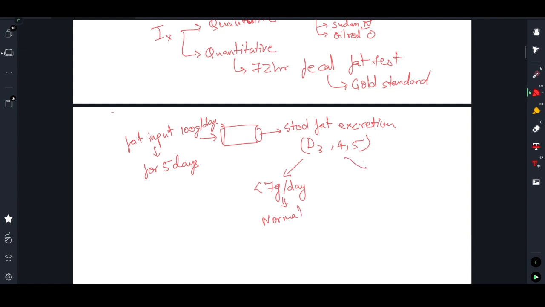but if the stool fat excretion exceeds 7 gram per day, in that case you will say that the patient may present with osmotic diarrhea. There are chances that he has osmotic diarrhea. So this was the quantitative estimation or quantitative investigation for osmotic diarrhea.